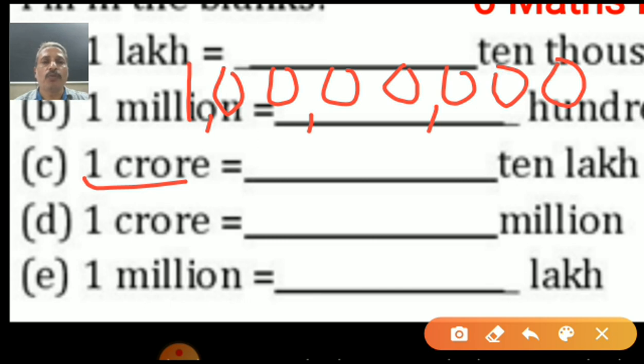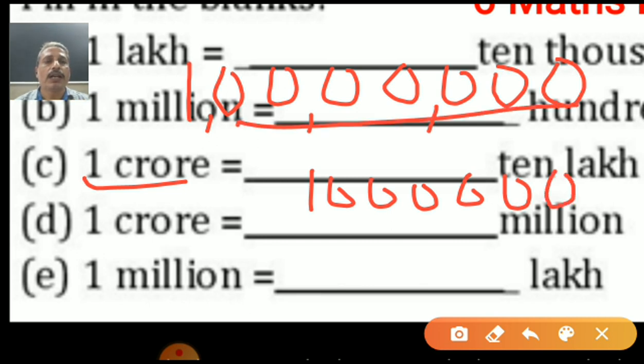Now we want to write in 10 lakhs format. 1 lakh has 5 zeros, 10 lakh means one more 0 is there, so add 1 zero. Now count: here are 7 zeros and here are 6 zeros. So what is remaining? 1 zero is remaining. That means multiply by 10. If you multiply this number by 10, then only it will become a crore. Okay, 10 lakh multiplied by 10 gives you 1 crore. This answer is also 10.